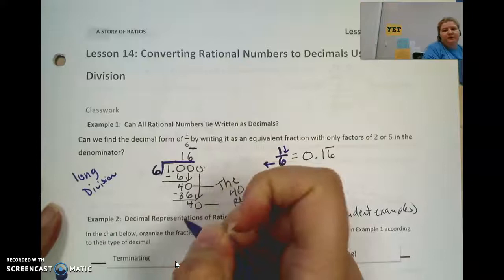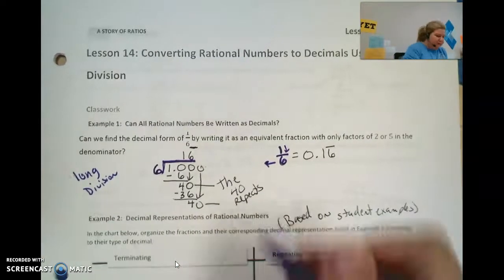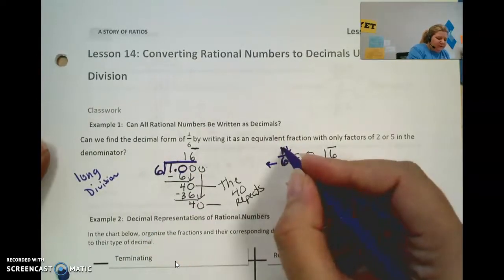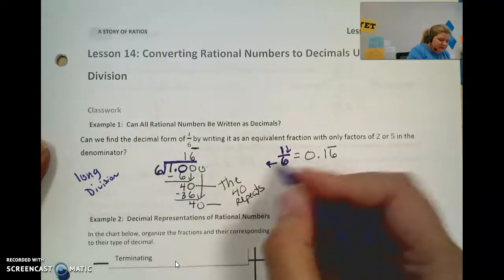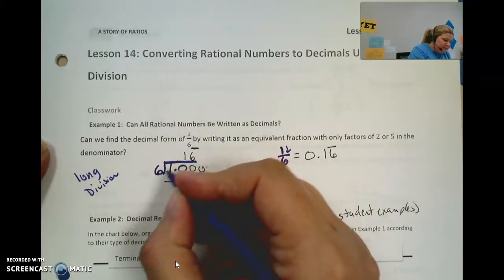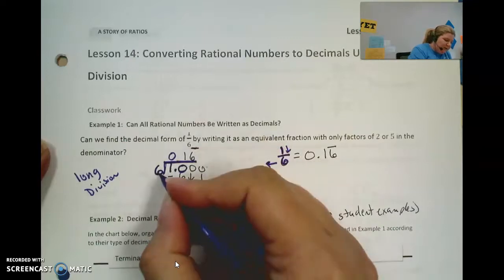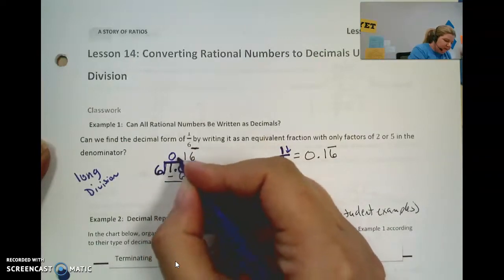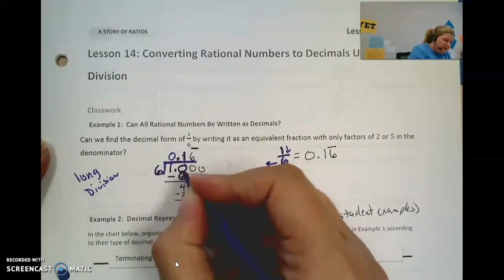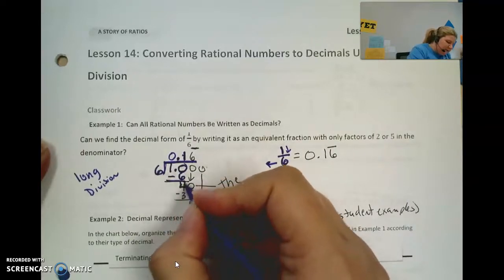A lot of people have trouble just setting the problem up initially. So whatever is in the numerator, it just falls down, and then that kicks out the denominator. So how many groups of 6 are in 1? 0. How many groups of 6 are in 10? 1. 1 times 6 is 6. I subtract that. 10 minus 6 is 4.